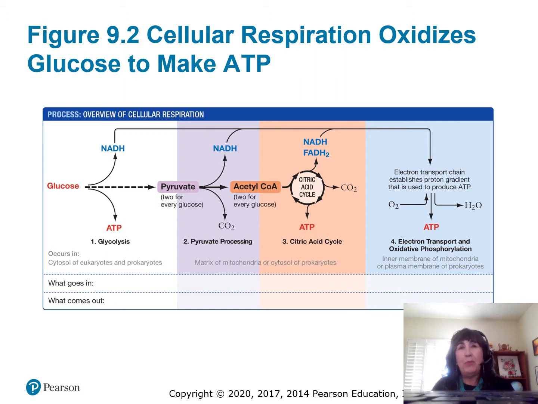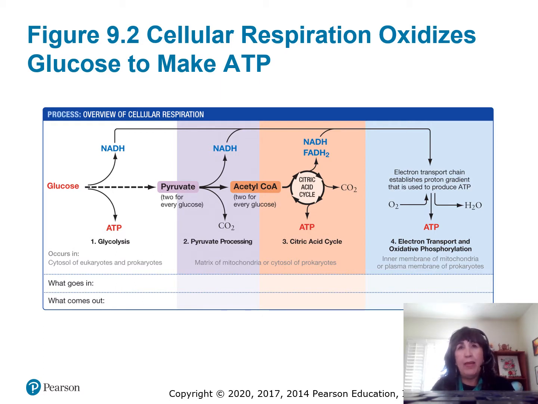In step 2, pyruvate processing, this happens in the mitochondria, in the matrix. And notice here, pyruvate goes in, and what comes out? CO2 and NADH. So where are the electrons coming from? It's the breaking of covalent bonds, right? Isn't it true that a covalent bond is the sharing of electrons? So when those bonds are broken, there's a release of energy in the movement of these electrons.